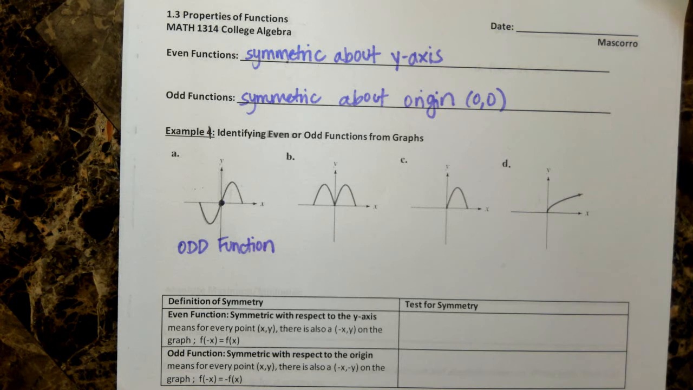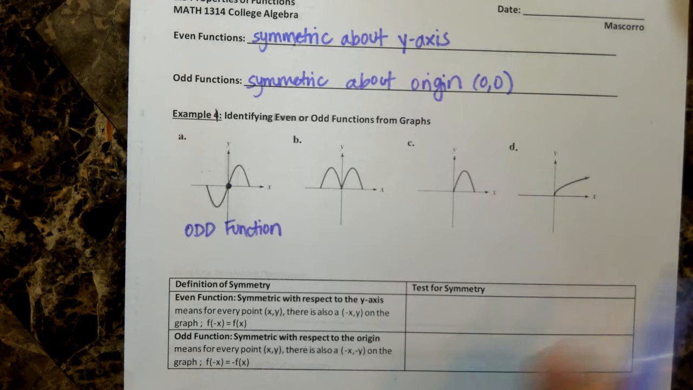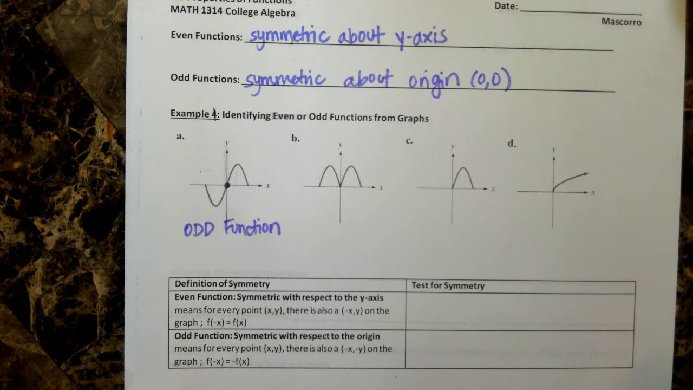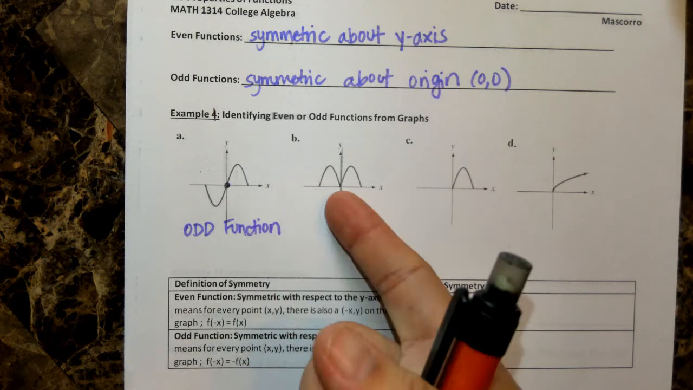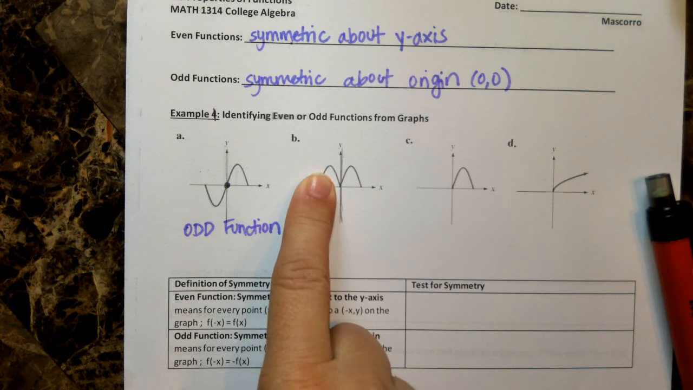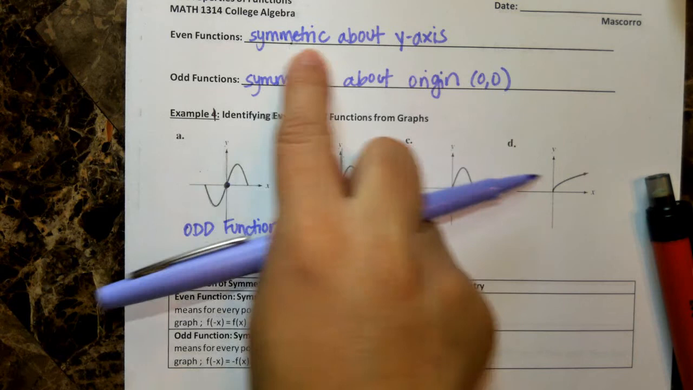Okay. All right, next example, B, we have a graph. And if I look at the y-axis, that's right here. Looking at the left side of the y-axis, the graph reflects side to side. It's a side to side reflection. It goes on the left side of the y-axis and it reflects on the right side of the y-axis, the same exact image. So in this case, this would meet the first qualification and this would be considered an even function.